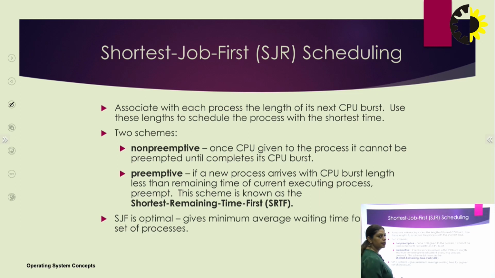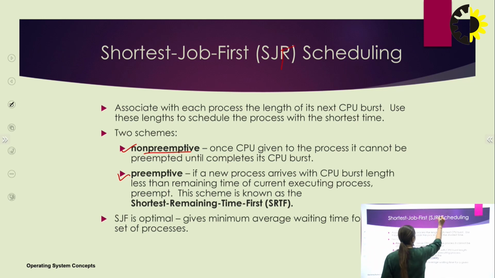So, the next scheduling algorithm is shortest job first scheduling. It means we will execute the job which is shorter first and then execute the longer one afterwards. It can be of two types, non-preemptive and preemptive. Non-preemptive means once the CPU is given, you will not stop in between; it will complete fully.